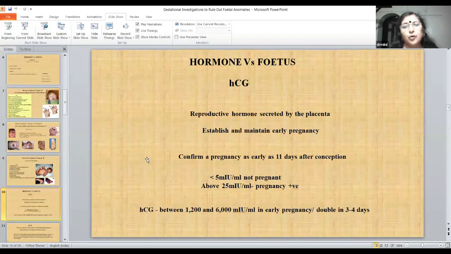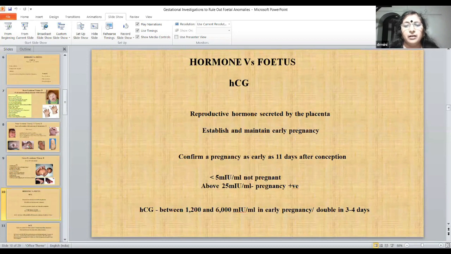Next one is human chorionic gonadotropin. PAPP-A is over, and then human chorionic gonadotropin. It is the reproductive hormone secreted by the placenta. PAPP-A, or pregnancy-associated plasma protein, is also secreted by the placenta, and HCG is also secreted by the placenta. It establishes and maintains early pregnancy. It is important in the confirmation of pregnancy too. We can confirm a pregnancy as early as 11 days after conception by checking HCG.